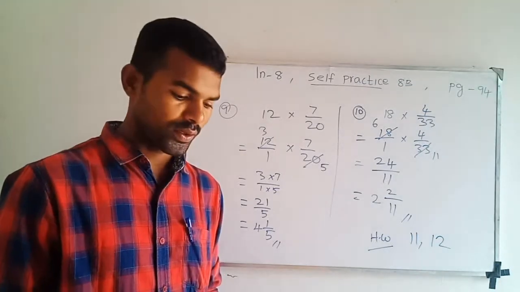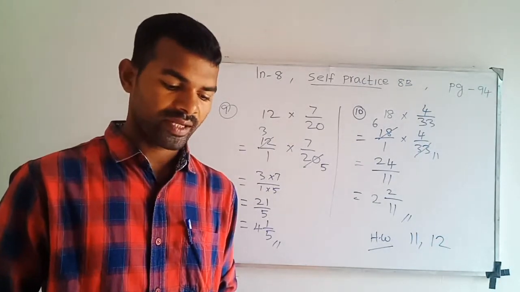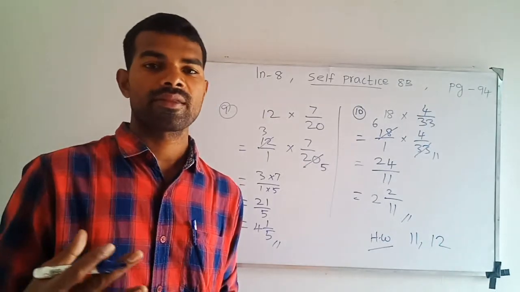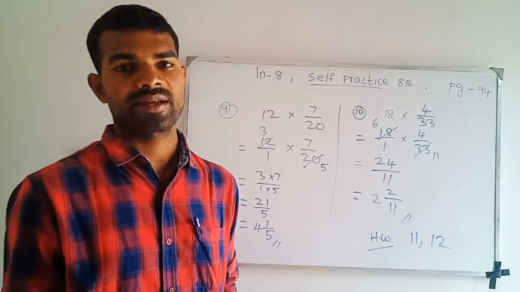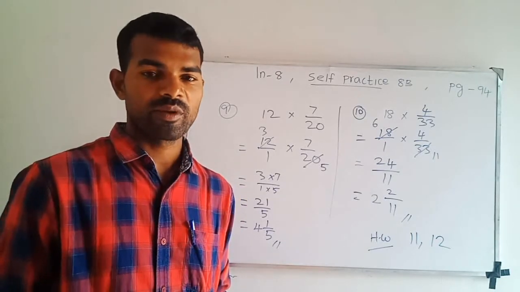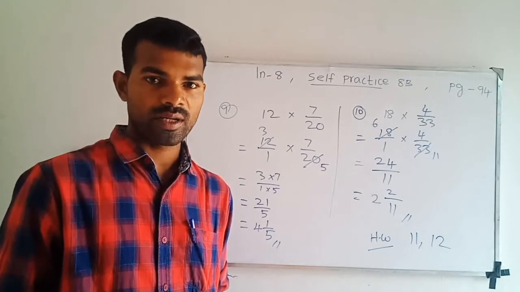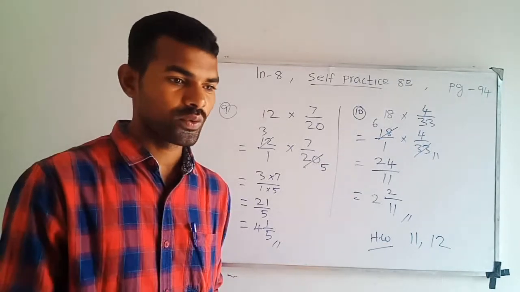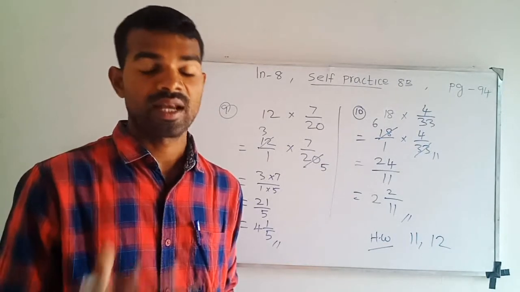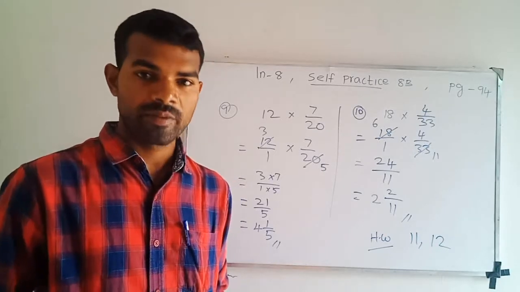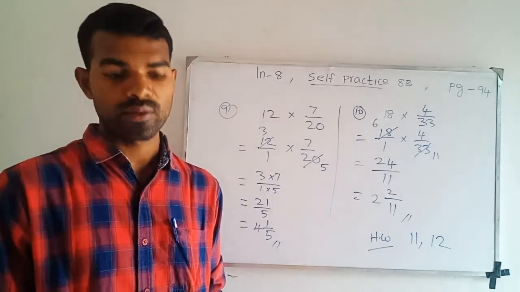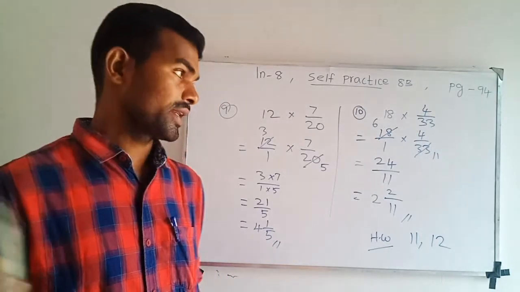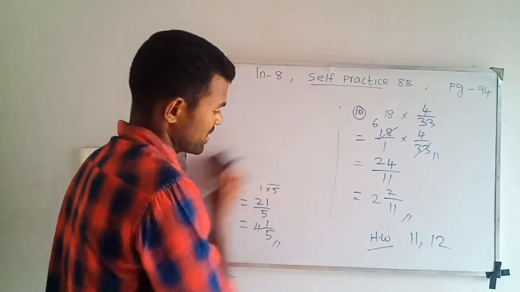Next, let us move on to the next exercise, self practice 8C. Now we are going to do this exercise based on some life experience, some day-to-day life. It will be very useful. We are going to calculate accurately how much we used and how much is left. This is a day-to-day life experience. We are going to learn this one. It's very useful. Now the first question. Just take page number 95.